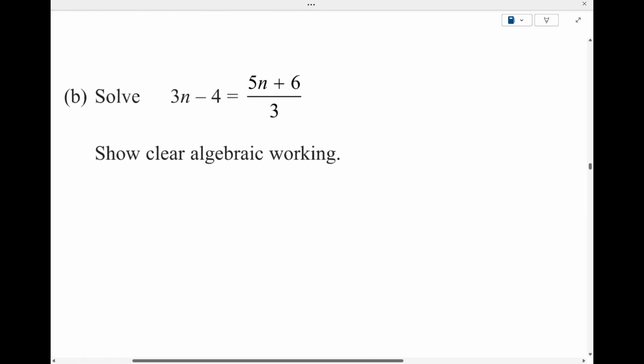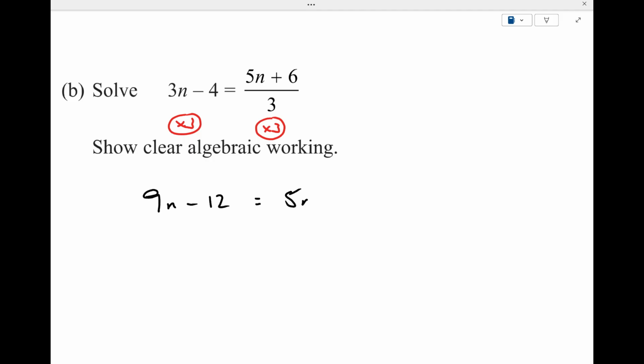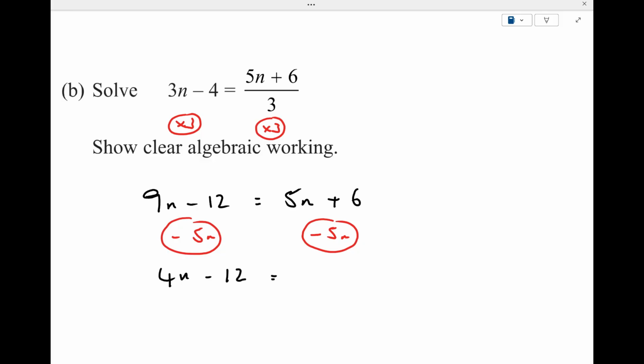Solve this equation. Right, well, the first thing I'm going to do is multiply both sides by 3 to sort out that fraction. So that's going to give me 9n minus 12 equals 5n plus 6. Right, I've got an equation with n's on both sides. See which side has the fewest and get rid of them. This side has the fewest, and it's got 5, so I'm going to minus 5n from both sides. Gives me 4n minus 12 equals 6. Right, get the n's on their own, add 12 to both sides.